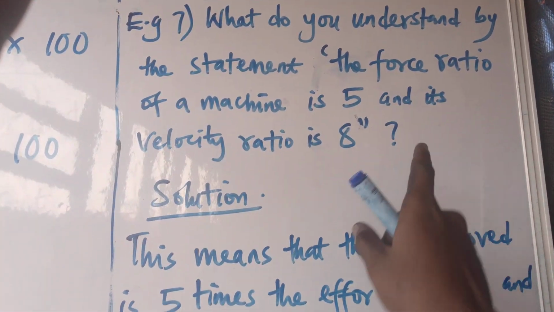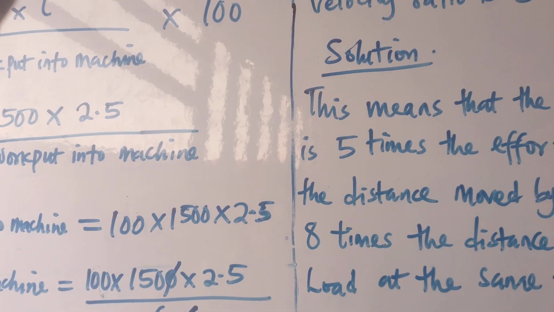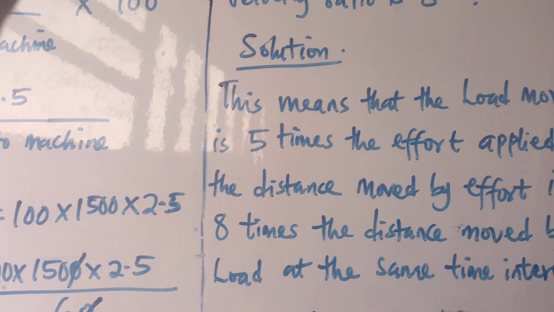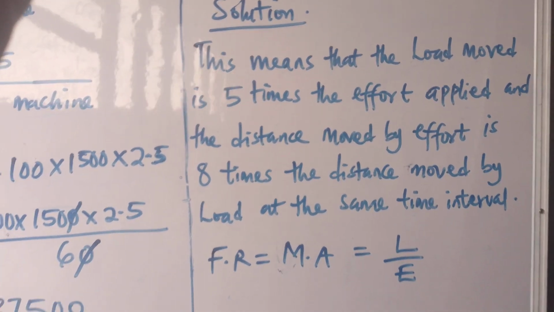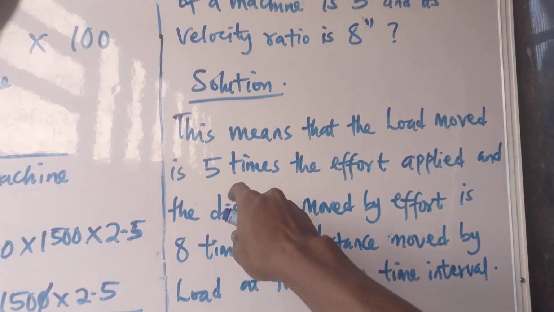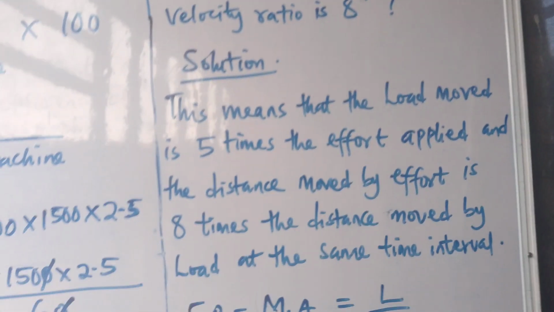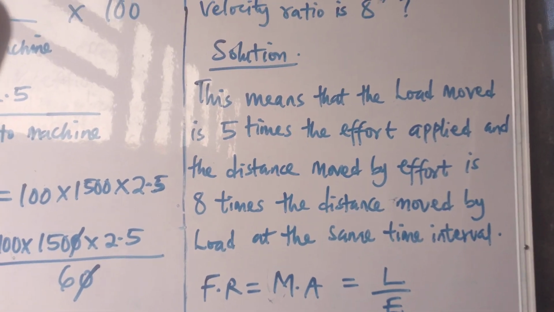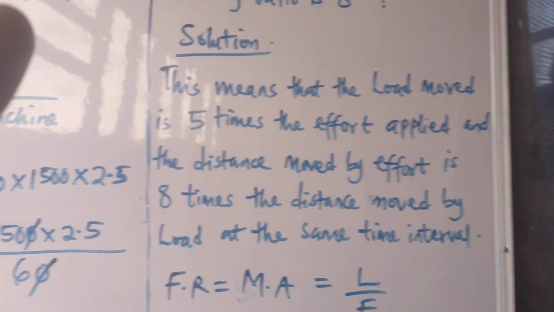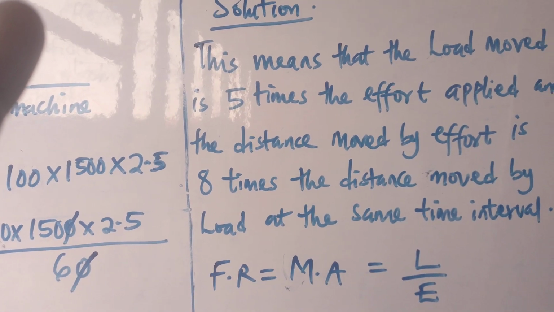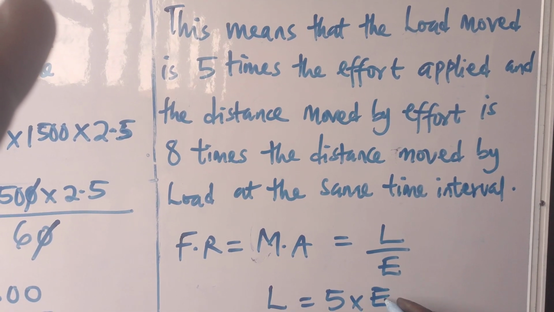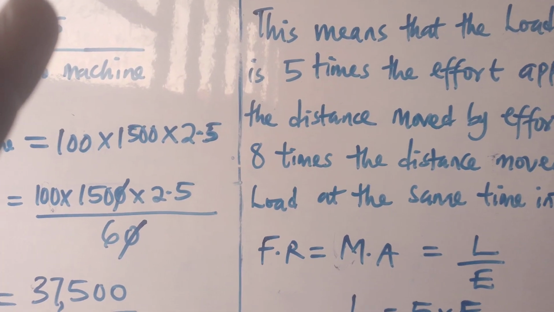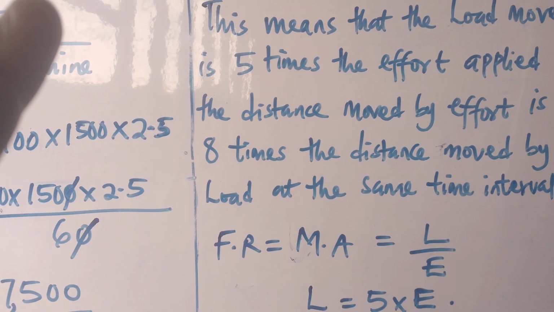Now remember that force ratio is the same thing as mechanical advantage. Okay, and mechanical advantage is load over effort. So if the force ratio or the mechanical advantage is 5, it means that the load moved is 5 times the effort applied. Okay, so the load moved is 5 times effort applied. That is the meaning. That is, load is 5 times effort. That's the meaning of that statement. This happens when your mechanical advantage is equal to 5.